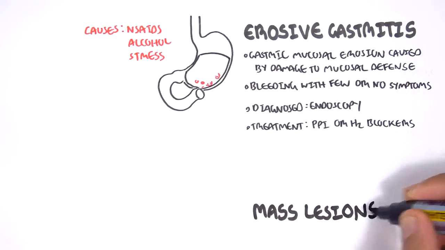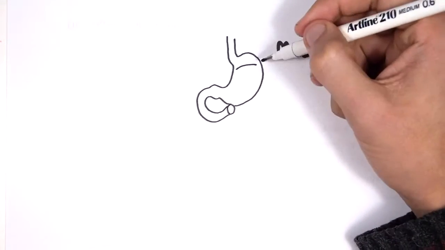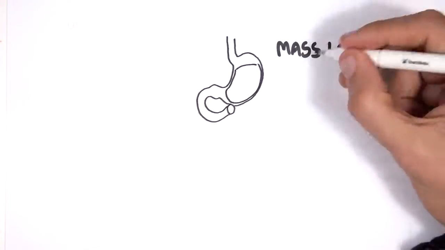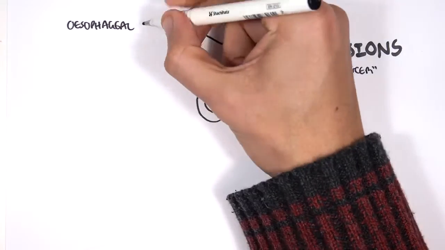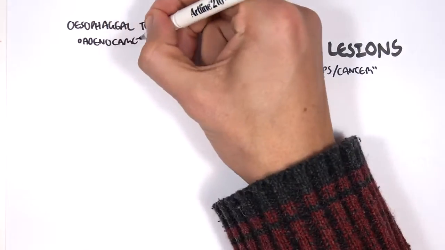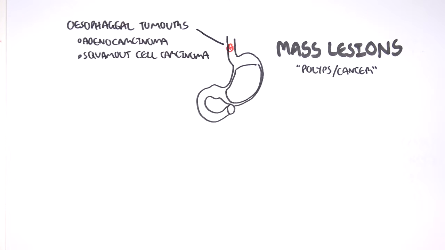The next potential cause of upper GI bleeding are mass lesions, and what I'm talking about are polyps and essentially tumors, cancer. So, for example, we can have mass lesions, which are esophageal tumors, which can be adenocarcinoma or squamous cell carcinoma. And we talked about how Barrett's esophagus can lead to adenocarcinoma due to the metaplasia that occurs at the lower part of the esophagus.